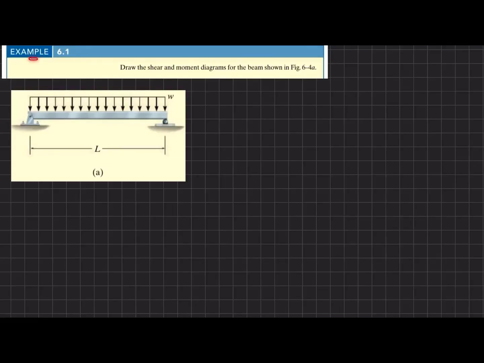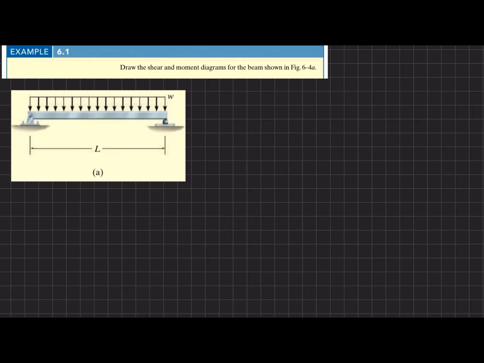Welcome back. Example 6-1. So the statement is: draw the shear and moment diagram for the beam shown in figure 6.4a. So you can see this is a simply supported beam that is acted upon by a uniformly distributed load of w. Clear? The length of this beam is L. So let's start with the solution.